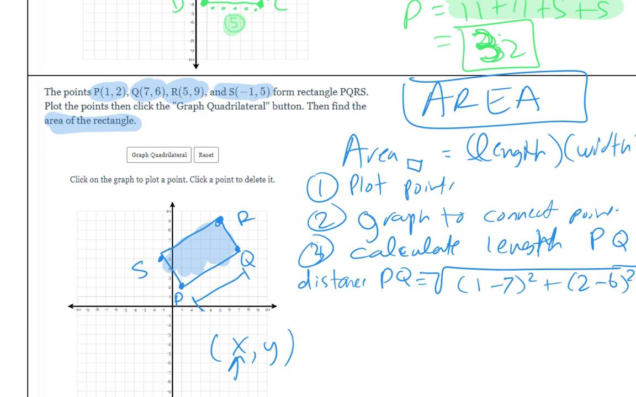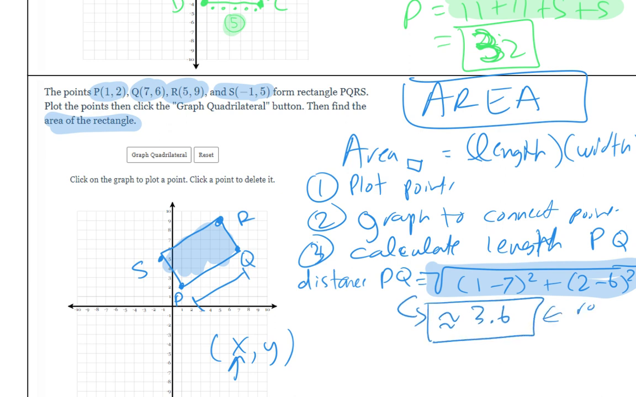Now that's the hardest part, right? Remember, we're just going to type that into our calculator just like that. If we do that, we're going to get the answer of approximately 3.6. So let's keep that rounded to the tenth. We want to round to the tenth. I'm going to show you why we're going to do that on this problem. It's very crucial that we do that.